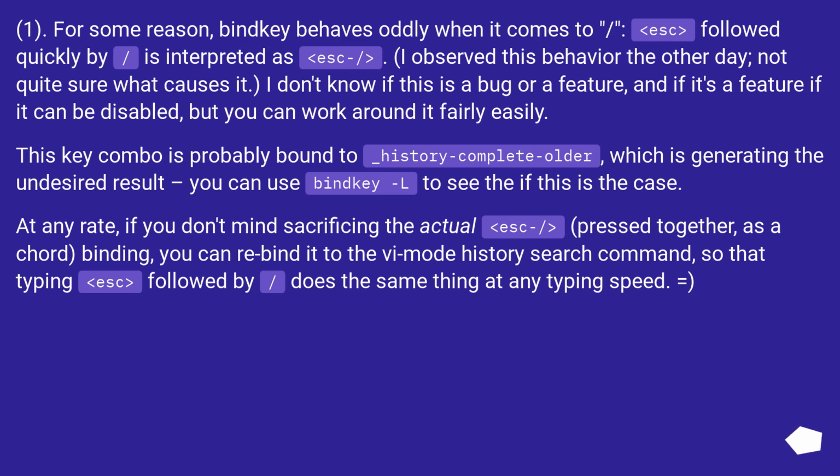This key combo is probably bound to _history-complete-older, which is generating the undesired result. You can use bindkey -L to see if this is the case. At any rate, if you don't mind sacrificing the actual <Esc>/ pressed together as a chord binding, you can rebind it to the Vi mode history search command, so that typing an <Esc> and /, followed by, does the same thing at any typing speed.